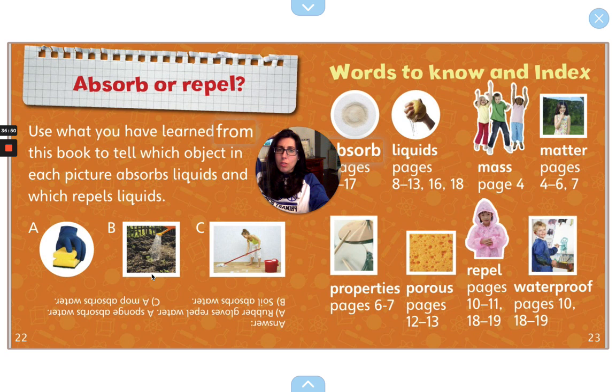What about soil? Do you think soil absorbs or repels water? Absorbs, yeah. And that's important because plants need water to survive. So the plant's roots grow into the soil, which absorbs water, and then the roots are able to further absorb the water from the soil, right? And draw it up through the roots, up through the stem. What about a mop? Does a mop absorb or repel water? It absorbs water, right? That's what makes it so good at cleaning our floors.